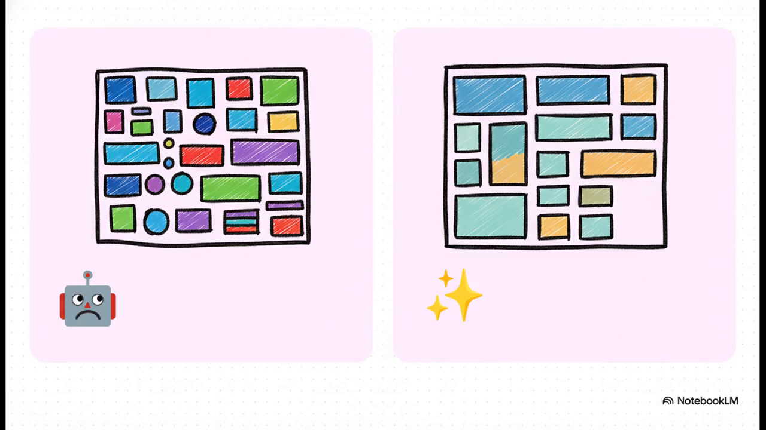So, look at this. On the left, you've got the standard AI output. You know the look, the generic gradients and really amateur layouts we've all seen. But on the right, that's what's actually possible. A high-fidelity, professional user interface. The difference here isn't a better AI, it's a better process.